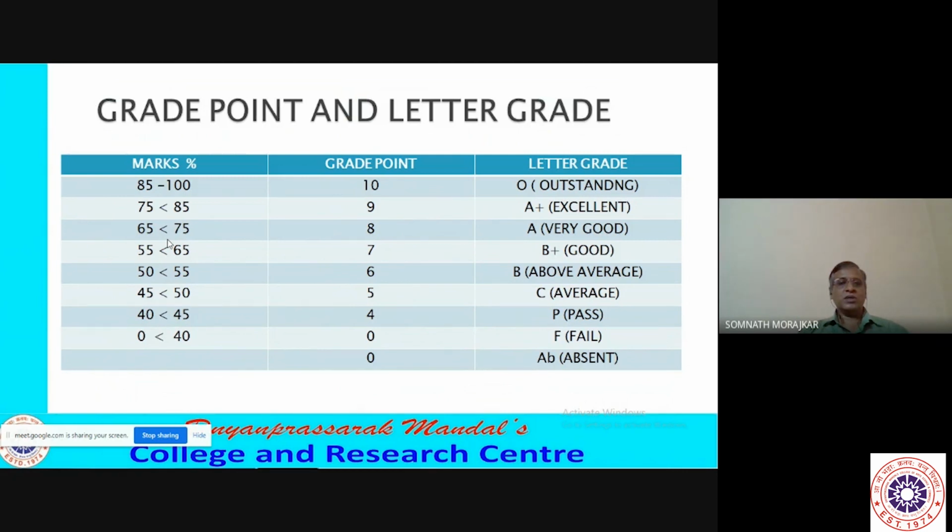And less than 40, grade point will be given as 0, and the letter grade will be awarded as F, which indicates fail. In case you remain absent, the letter grade will be given as AB, that is absent, and the grade point will be 0. Now, the grade points you score in every paper will all be added to get the semester grade point average.